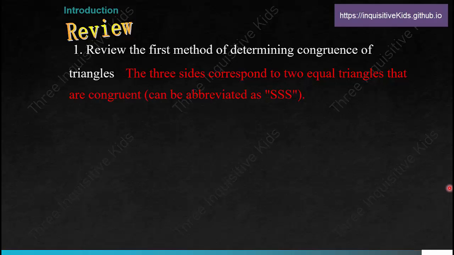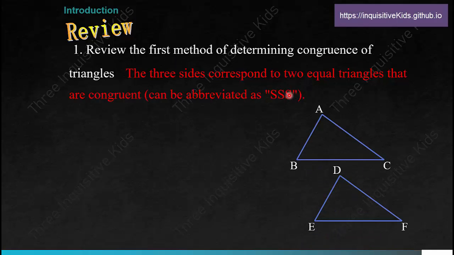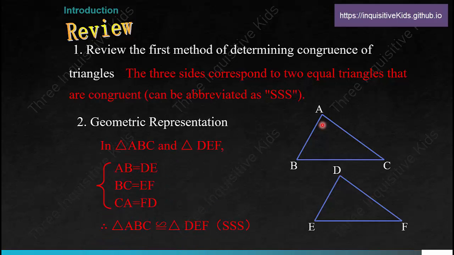So let's do a quick review. Review the first method of determining the congruence of triangles. If the three sides of two triangles are correspondingly equal, the triangles are congruent, and that can be abbreviated as SSS. So all three sides of the two triangles are equal. So in this case, it would be two triangles, and we know that all three of their sides are equal to each other. So right off the bat, we will know that they're congruent triangles.